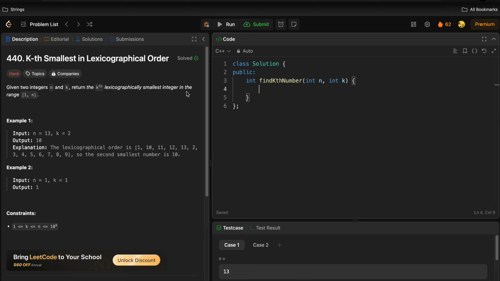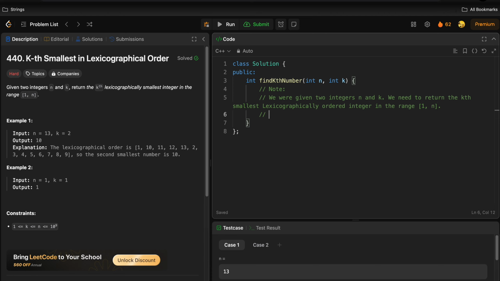Today let's look at the LeetCode question. The description of the question is fairly simple: we are given two integers, n and k. We need to return the kth smallest lexicographically ordered number in the range 1 to n. So how could we do that?